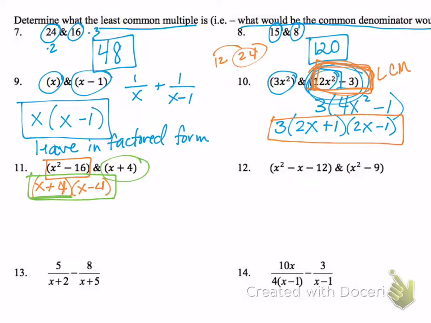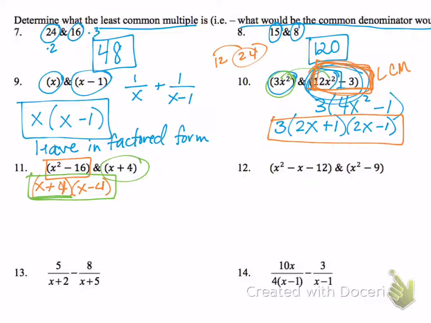Would it not be x squared minus 4? I would want to go ahead and factor it so that you can cancel. Like number 10, would you not do anything with the 3x squared after you get 3, 2x plus 1? No, because 3x squared is contained in 12x squared. Since it's contained in it, you just choose the bigger one. Okay? So let's look at number 12.